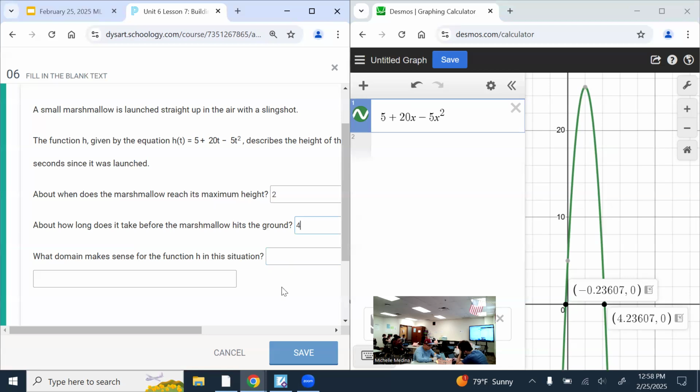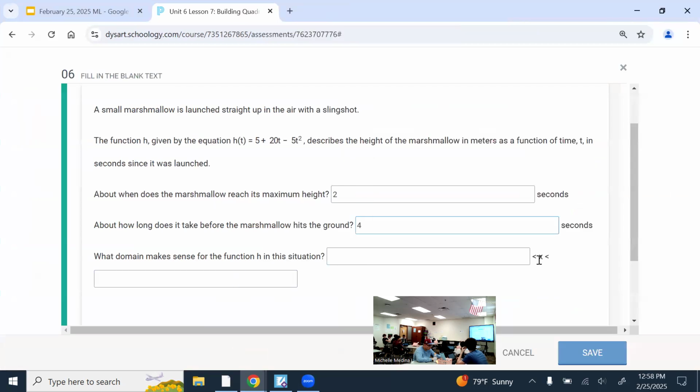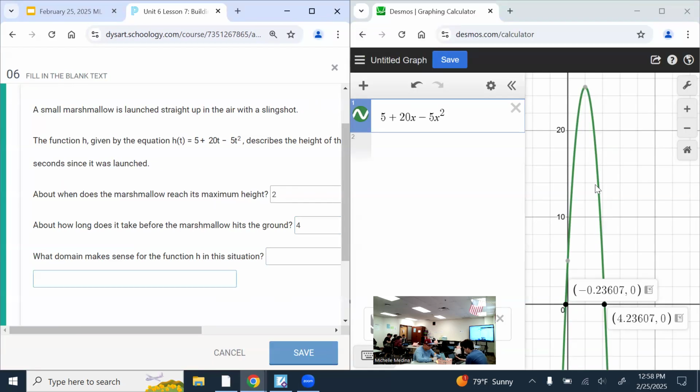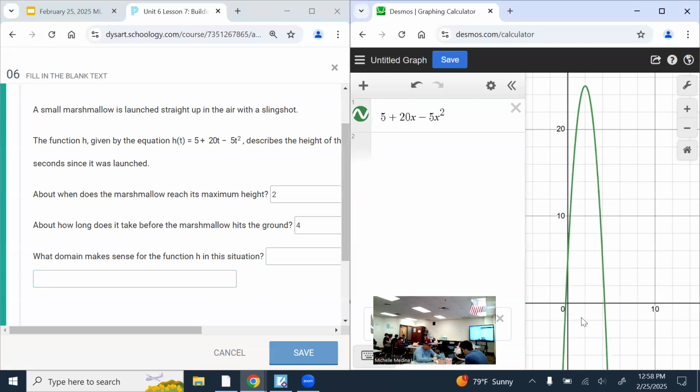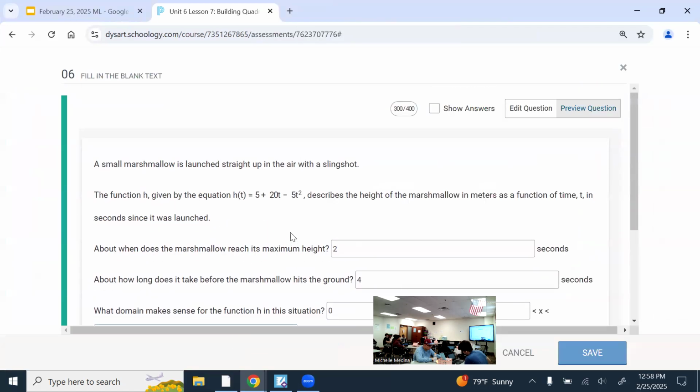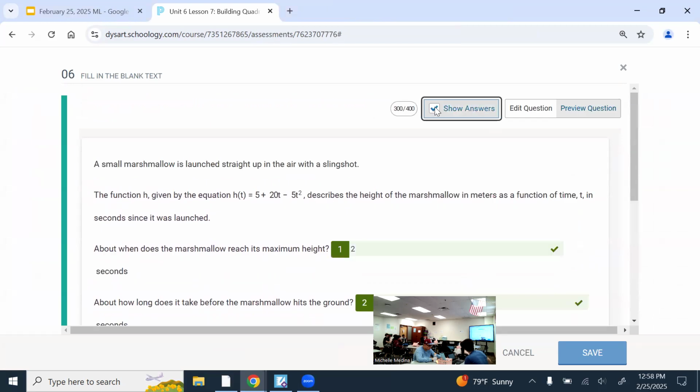Now, what domain makes sense for function h in this situation? And it has the interval with the inequalities. So I'd put my smaller x here and my bigger x there, because that would be saying that x is between those numbers. So what x value should I start at? 0. What x value should I end at? 4 or 4.2? Let me see what it accepts as answers. Okay, it doesn't like one of my answers.